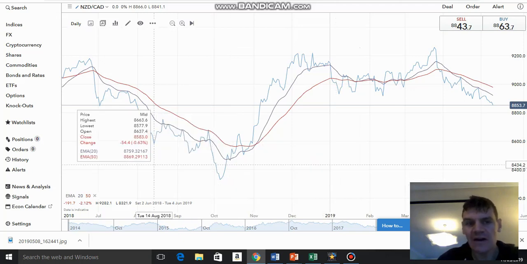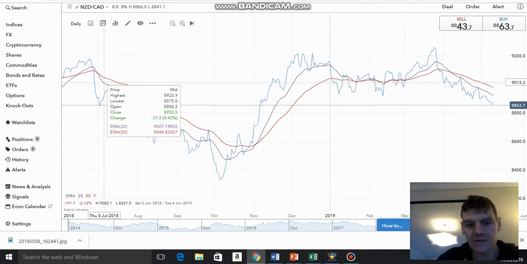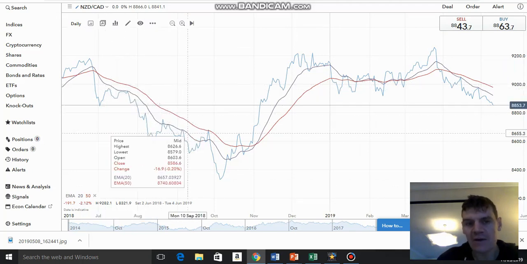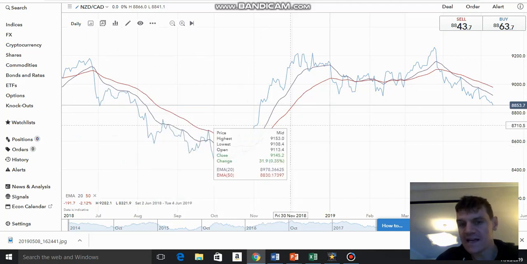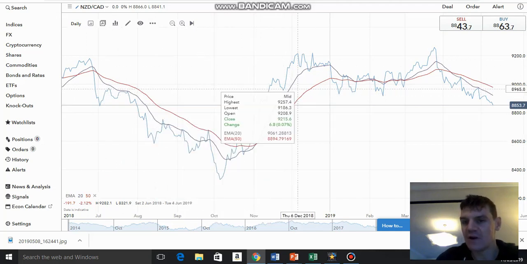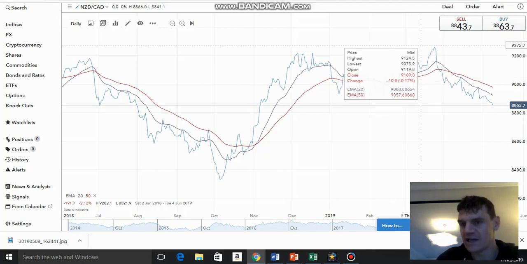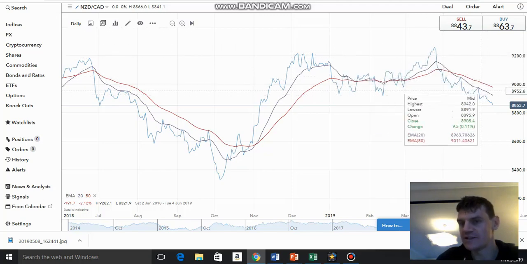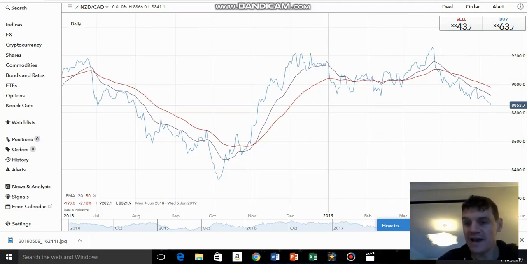So we can see here that if the 50-day, which is the red line just here, is above the 20-day, the blue line, then the pair is in a downtrend. If it's reversed, so if the 50-day is below the 20-day, then we have an uptrend. So we can clearly see that through our most recent price action here, we have just started in a downtrend.